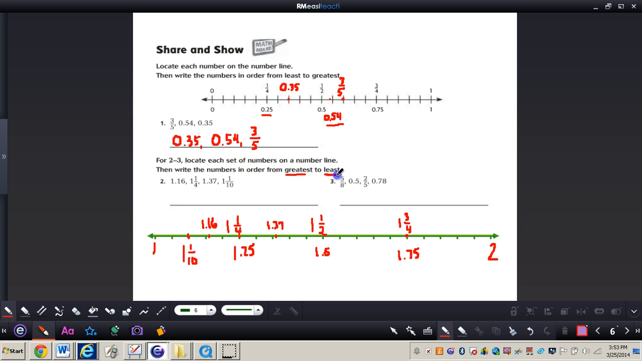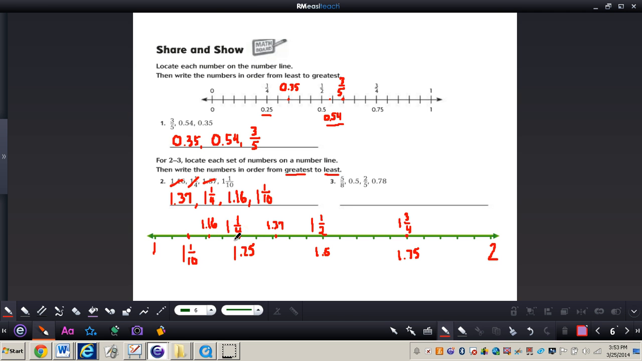Okay, so we can see that 1 and 37 hundredths will actually come first because that's furthest to the right. So we'll just write 1 and 37 hundredths. And then we go to the left here, we have 1 and 1/4. Then from here we have 1 and 16 hundredths. And then finally 1 and 1/10. Okay, and that is how you order fractions and mixed numbers from greatest to least using a number line.